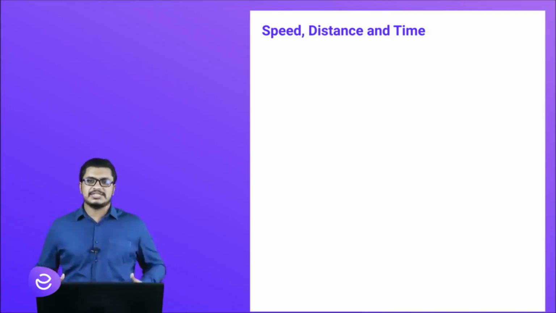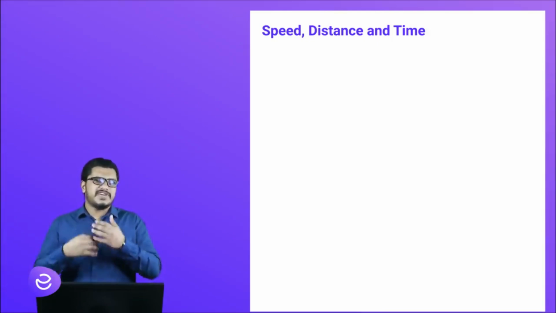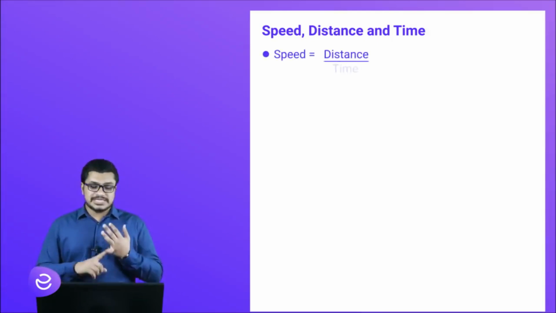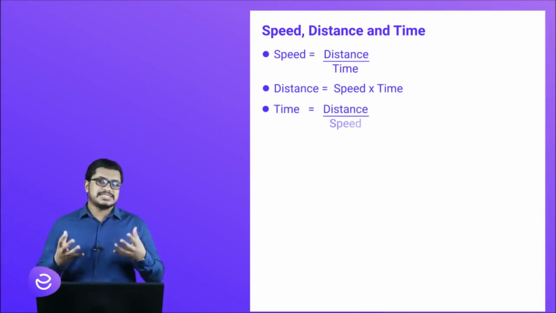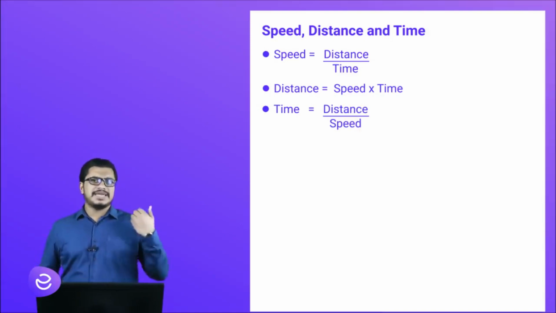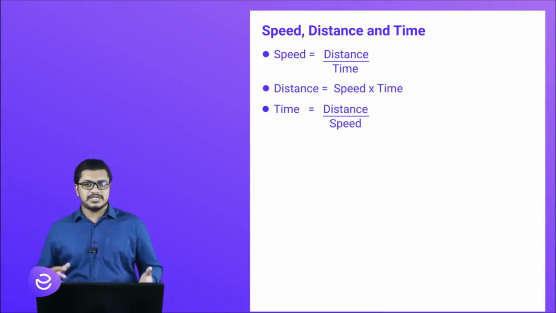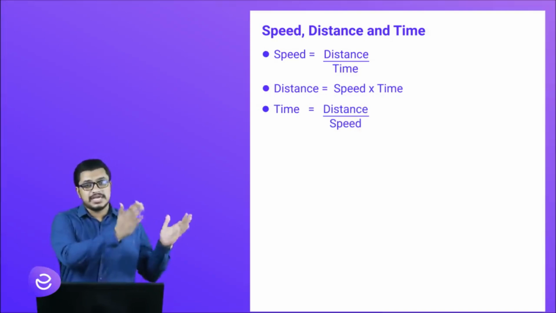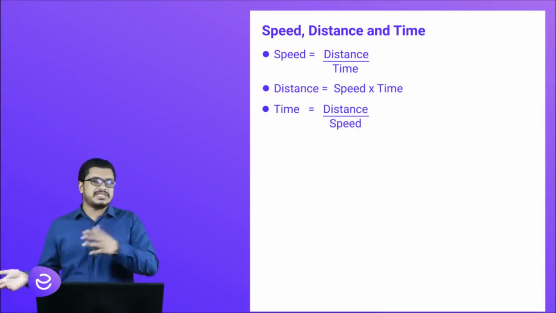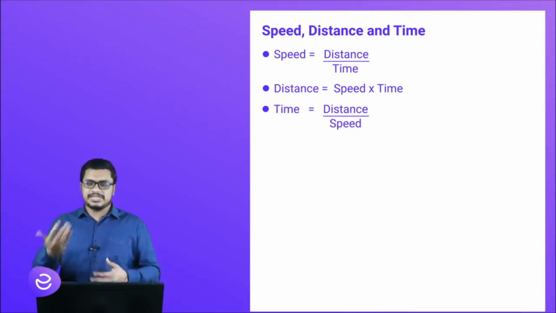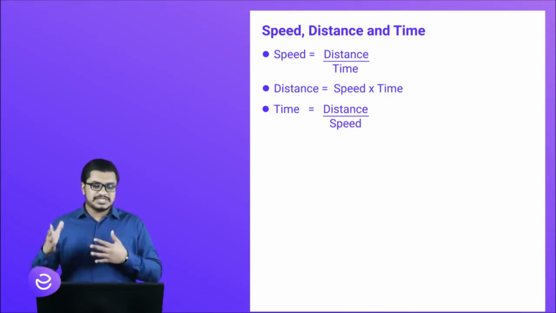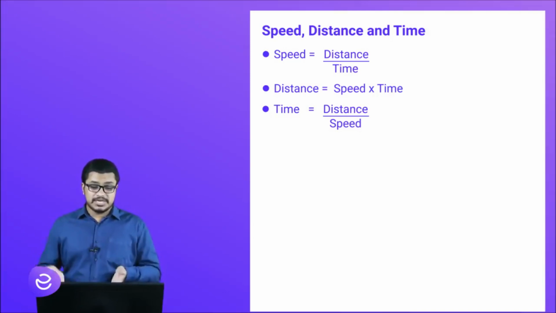All the other things you will already have a very good idea. Speed equals distance by time, distance equals speed into time, time equals distance by speed. Just by knowing one equation, you can find all the others. You can take one term to the other side, and so on. So by knowing one equation only, you can have all the other equations with you. Speed equals distance by time, distance equals speed into time, time equals distance by speed.